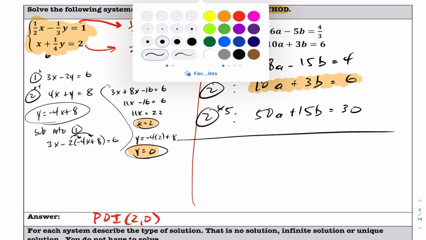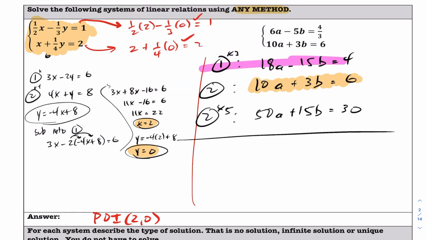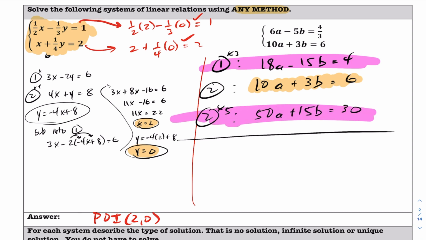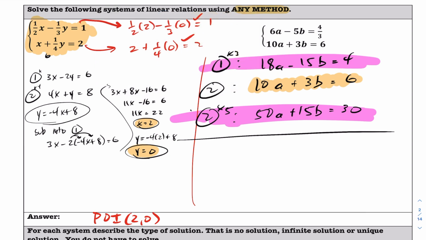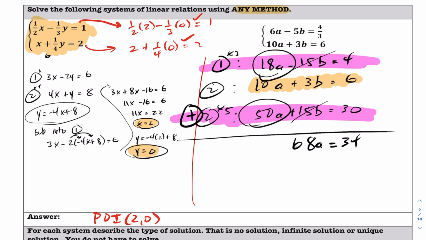Now I'm going to be comparing, let me just highlight these so we can see, equation 1 and this adjusted equation. Notice here that the coefficients are almost the same for the b's. If I use the operation of addition here, that's going to cancel those b's off. And in which case I'm left with 68a. Adding up my 18a plus 50a is 68a equals 34. Dividing that out, I end up getting a equals a half.